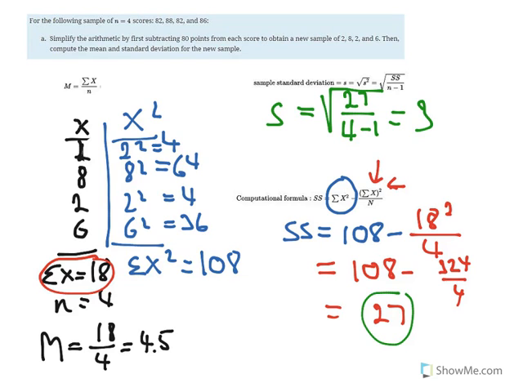So now we have the solutions. As asked for the mean, the mean is 4.5, and as asked for the standard deviation, the standard deviation is 3.